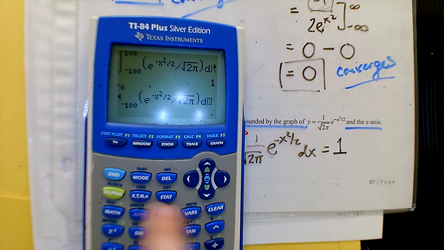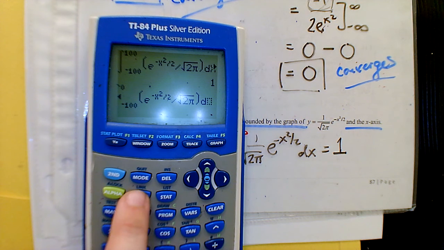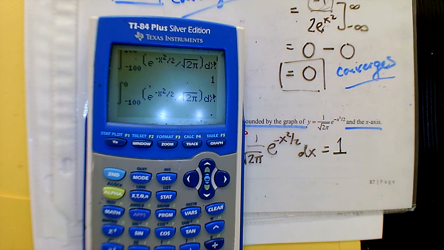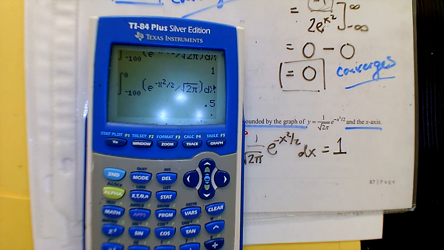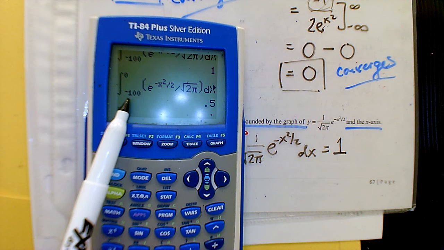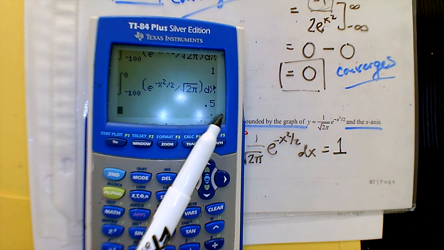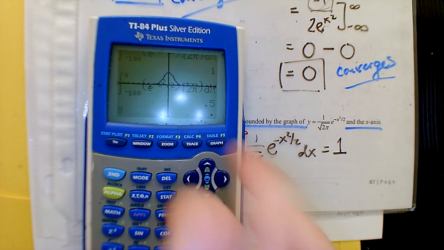I think I both got 0. Yeah, if you type in a bigger number, you get 0. Do you really? Yeah, it's just like that other thing. Yeah, it was like the other one. All right. Well, see how if we do negative 100 to 0, you get a half, and if you double it, you get 1.